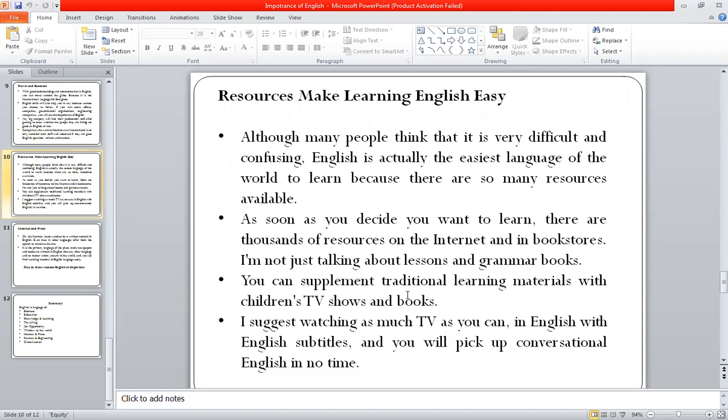So try to read newspapers also. Newspapers are very easily accessible. You can get a newspaper at each and every corner of your village, of your town. So try to read English newspapers like Times of India, Indian Express, Hindustan Times, The Hindu. Some of these are the names of English newspapers.